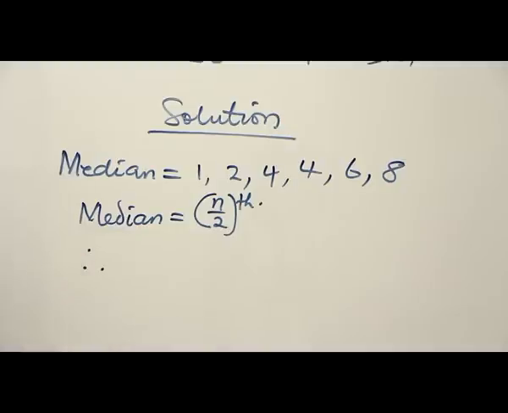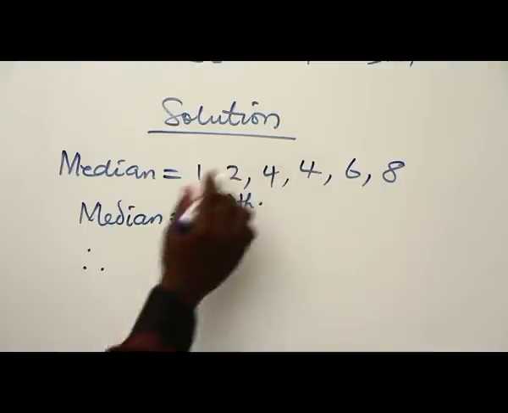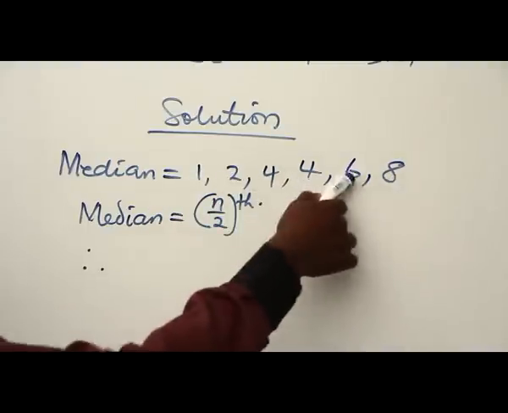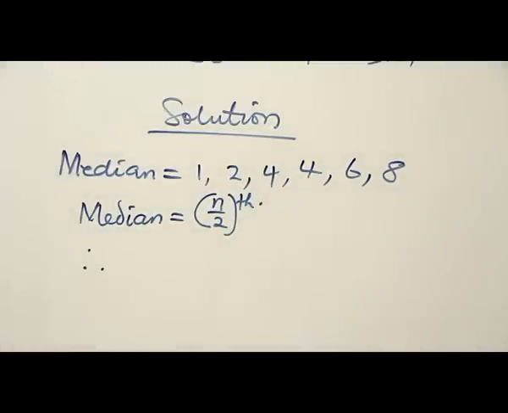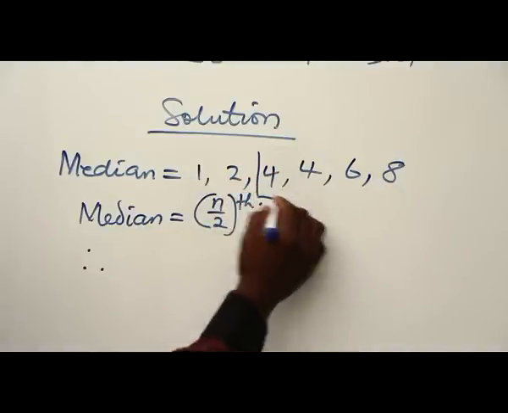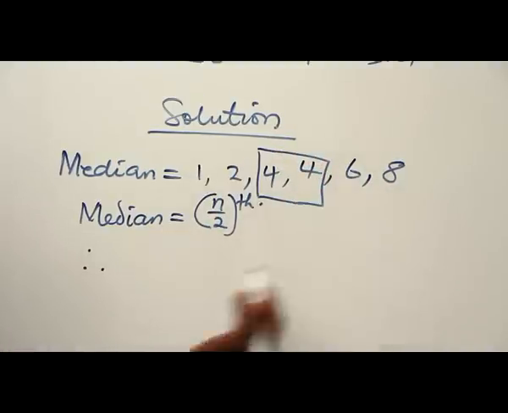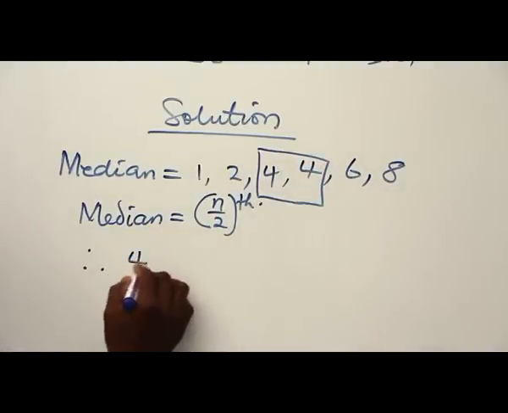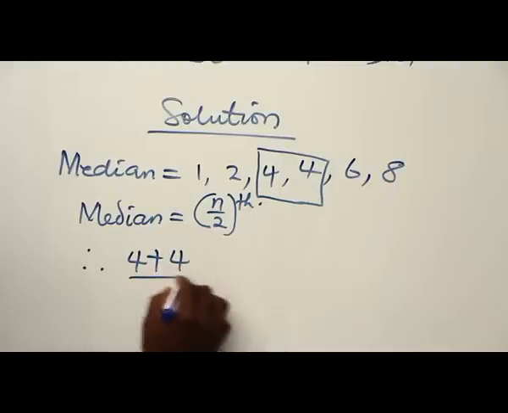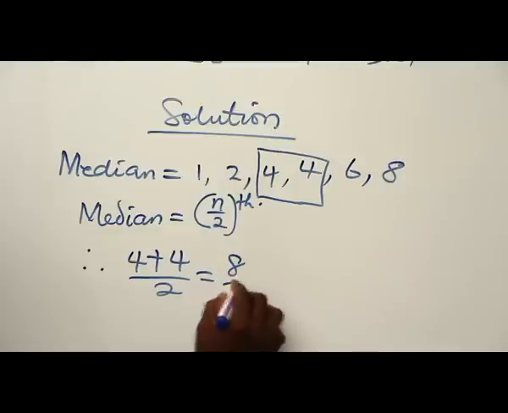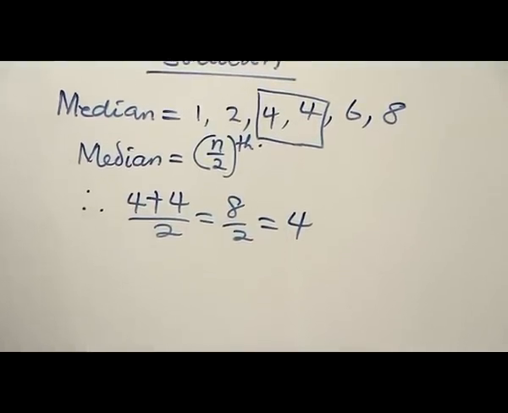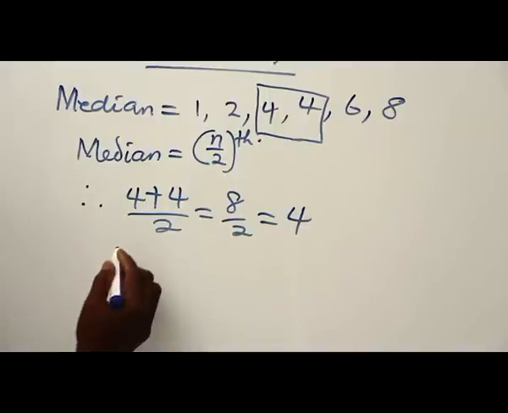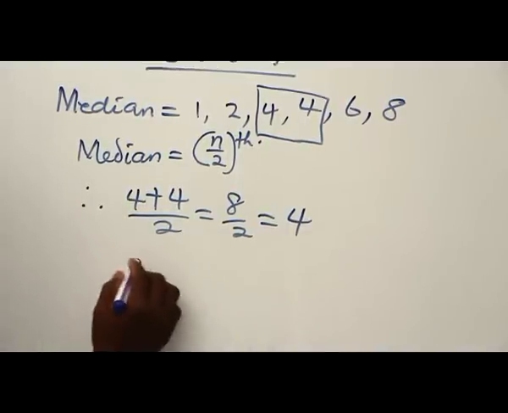Therefore, 4, you count 1, 2. So 4 and 4 are the middle values. So we add 4 and 4. Therefore, 4 plus 4 all over 2 equal 8 all over 2 equal 4. Therefore, the answer is option C.